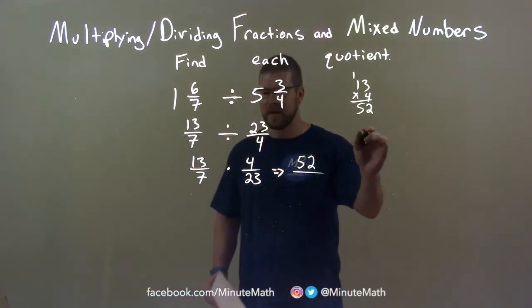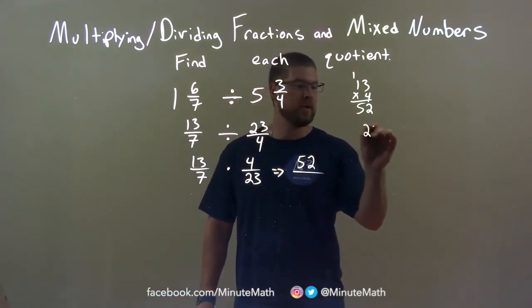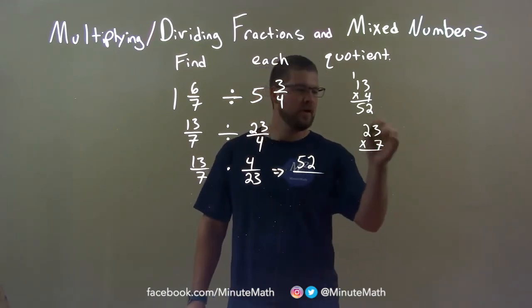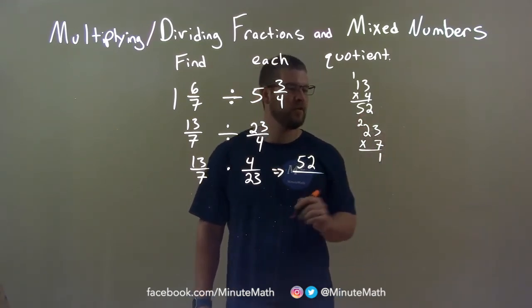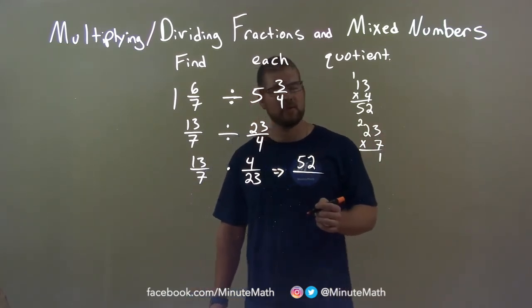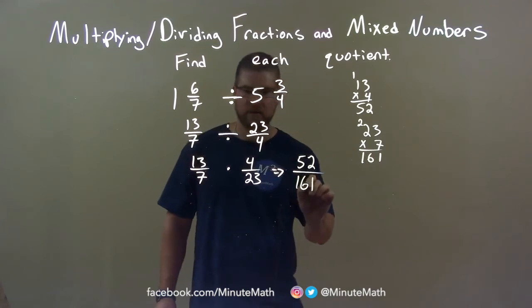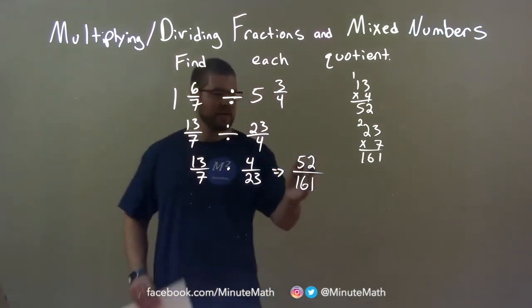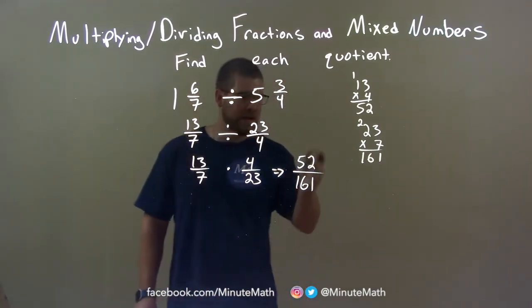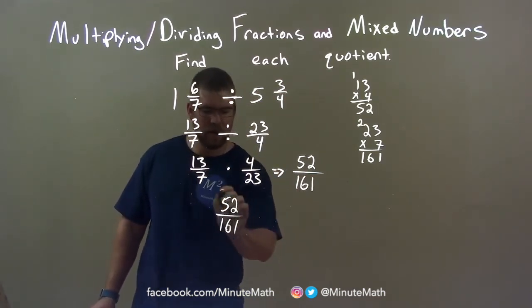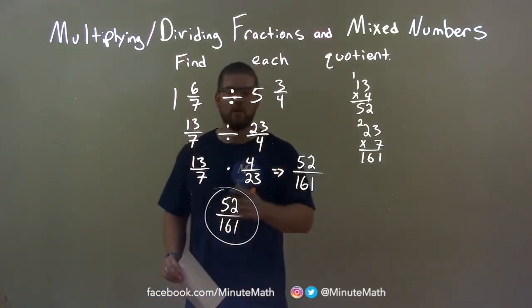Denominator, 7 times 23. Well, 23 times 7, let's go with that. 7 times 3 is 21, carry the 2. 7 times 2 is 14, plus 2 is 16. It's 161. These do not simplify anyway, so our final answer is just 52 over 161, and there we have our final answer.